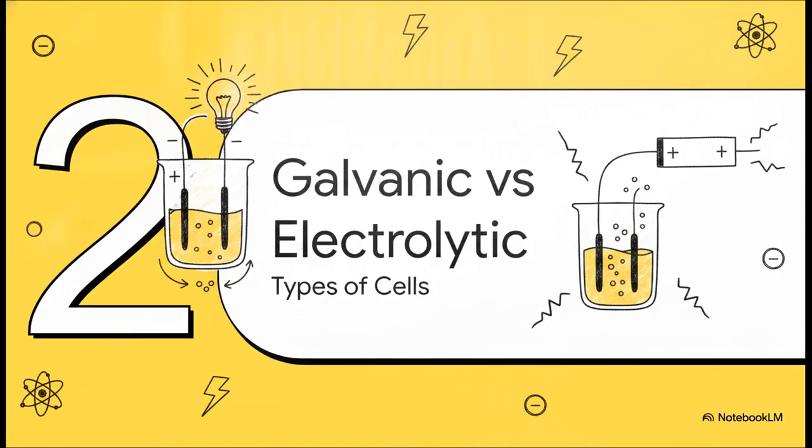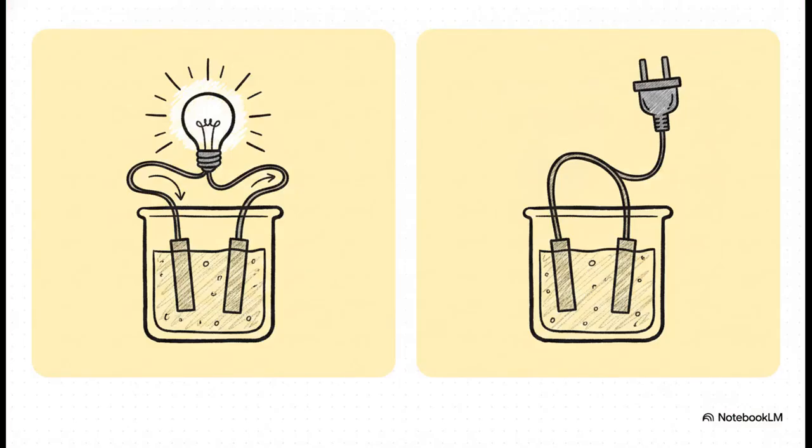Section 2, cells, galvanic versus electrolytic. Now let's quickly build our foundation by looking at the two main types of electrochemical cells. It's a complete contrast. A galvanic cell is basically a discharging battery. It uses a spontaneous chemical reaction to actually do useful electrical work. That gives us a positive EMF. On the flip side, an electrolytic cell is like a dead battery you have to plug into the wall. It converts electrical energy to force a non-spontaneous chemical reaction to happen, which gives it a negative EMF.